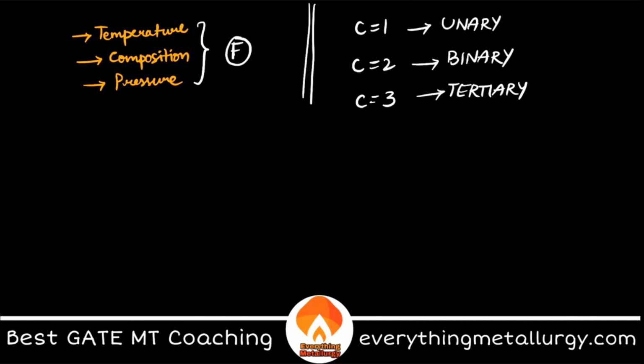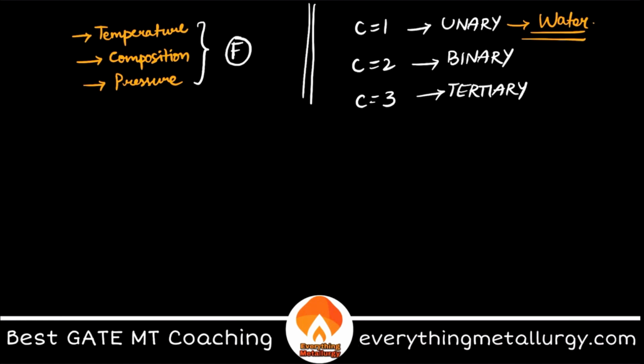Exactly. Water system is a very good example of a unary phase diagram, which we'll again look at. So this is a brief description of the different types of phase diagrams based on the number of components.